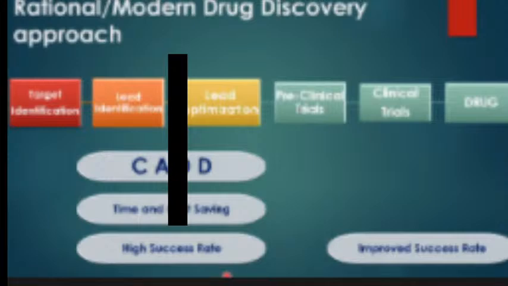And the success rate is very high. I will show you some data, and you will be amazed how successful CADD is. Actually, even now, people are not realizing the worth of CADD. It is cost saving and time saving, and the success rate of achieving a drug is quite high. I'm not saying very high, but quite high in comparison to the traditional drug discovery approaches.